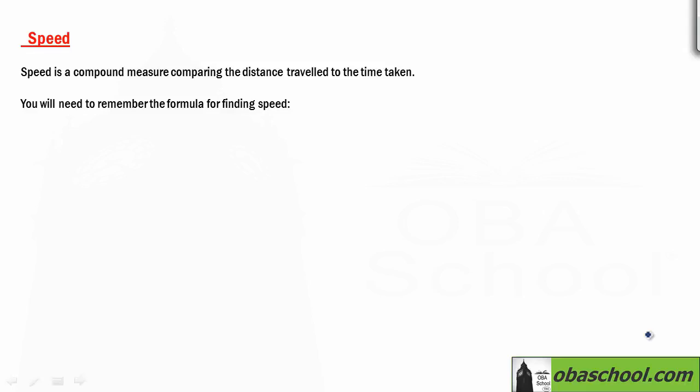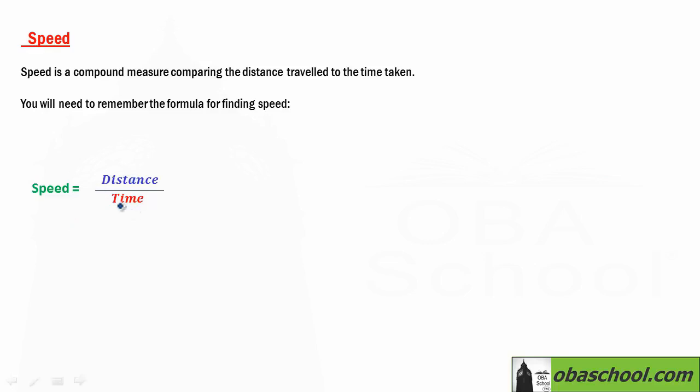Hello guys, in this tutorial we will continue our discussion of compound measures and we will examine speed. Speed is a compound measure comparing the distance traveled to the time taken to travel the distance. You will need to remember the formula for finding speed, which is speed equal to distance divided by time.